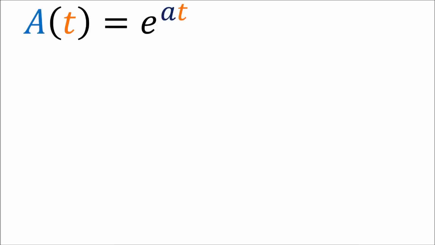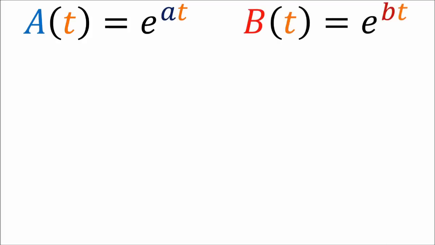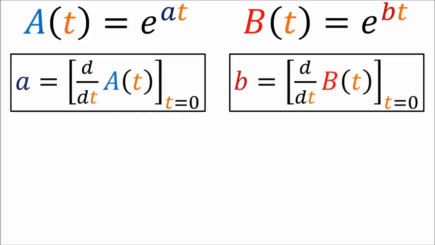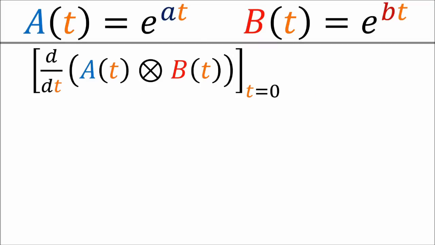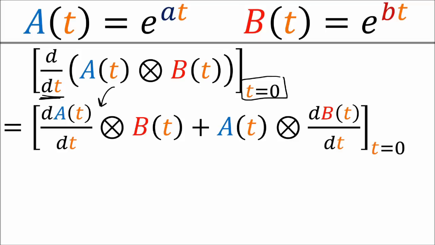Let's say that we have a Lie group path A of t with generator small a, and another path B of t with generator small b. We can get these generators by taking the derivative and then setting the parameter t to 0. If we have the tensor product of A of t and B of t, we can find this element's generator the usual way, by taking the derivative and setting the parameter t to 0. To take the derivative, we use product rule over the tensor product and get a sum of two terms. Then we set the parameter t to 0.